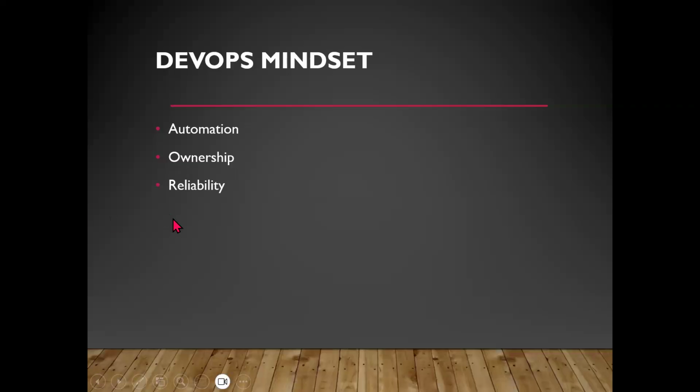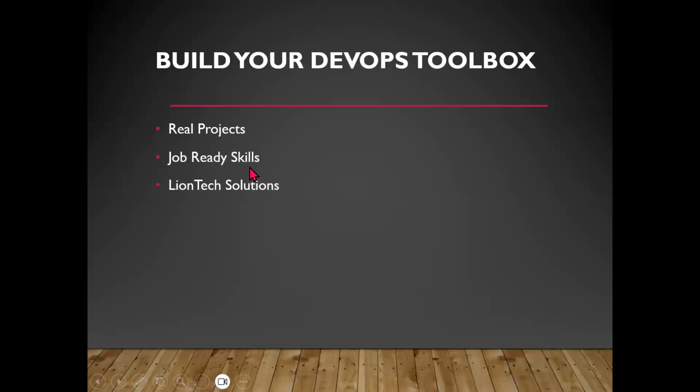Ownership: taking ownership for what you do, the errors you commit, your successes, projects, your tasks. Being able to work independently is so important. Those are actually the DevOps mindset. Reliability: you're working in a team, so other teams need to be able to rely on you, right? And all of that in doing your job.